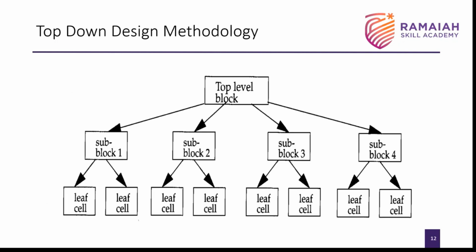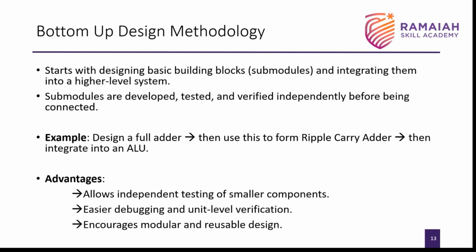Okay, so this is how the top-down design flow looks like. There's a top level block which you have divided into sub blocks, and these sub blocks can again be divided into other sub blocks. The last sub blocks we call leaf cells. Okay, that is in terms of logic gates. Bottom up is just the reverse of it.